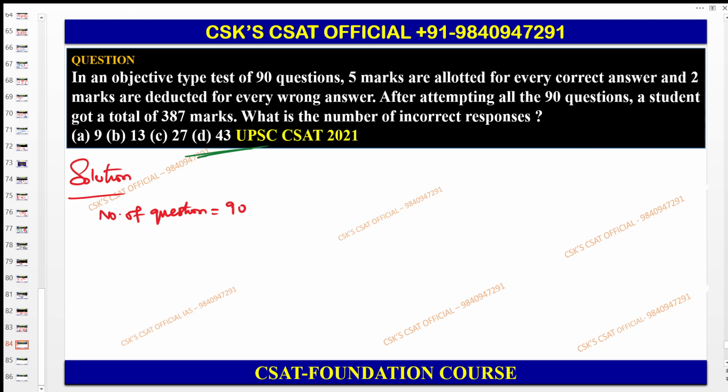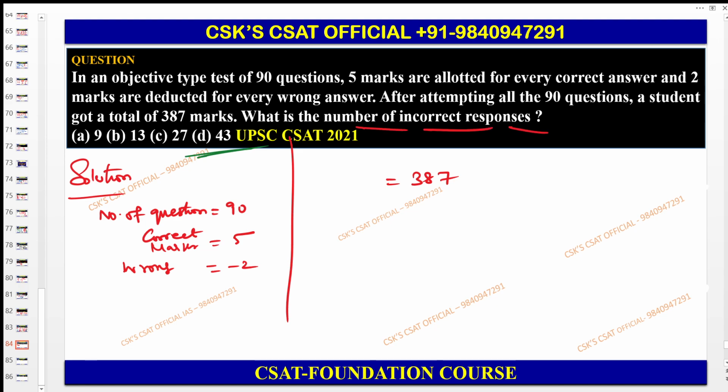Then 5 marks are collected for every correct answer. Correct means 5 marks. Wrong, or incorrect, whatever, means minus 2 marks deducted. After attempting all the 90 questions, listen, 90 questions you have attempted, the student got total marks. So listen, the total marks is this one.